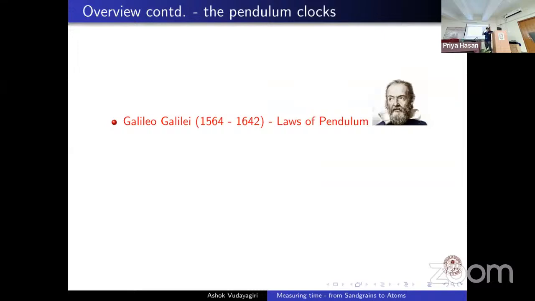I'm told that somewhere in Jaipur there is still one Ghatika Yantra running in some Jain temple. I don't know which one, but anyway. So Galileo comes at around 1564.